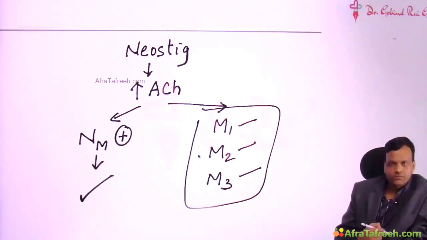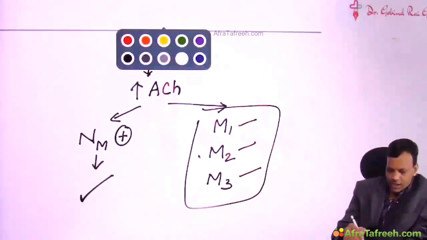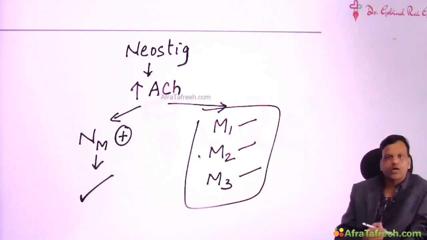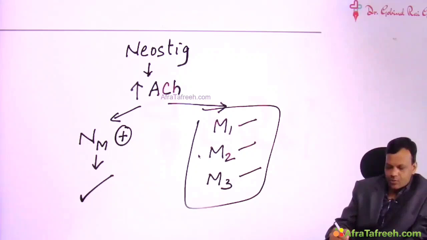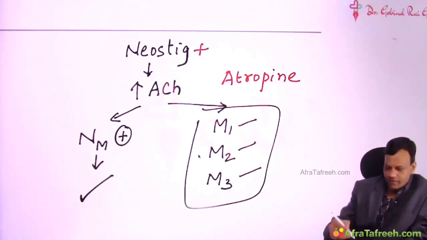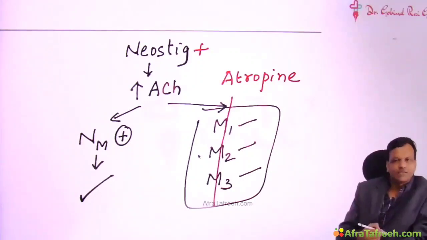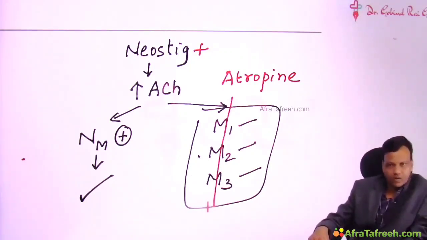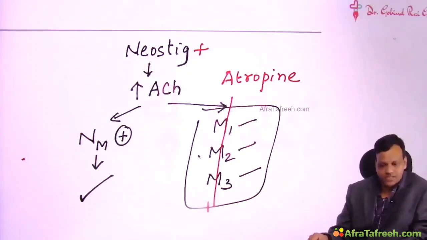So what is the solution? The solution is, we want acetylcholine to work only on nicotinic receptors, not on muscarinic receptors. Do you know any drug which blocks only muscarinic, not nicotinic? Yes, it is atropine. So we give atropine with neostigmine. When we give atropine, it blocks M1, M2 and M3 receptors. So neostigmine will increase acetylcholine and that will selectively work on nicotinic receptors only. So it will improve myasthenia gravis without causing the muscarinic side effects. So we use neostigmine plus atropine for treatment of myasthenia gravis.